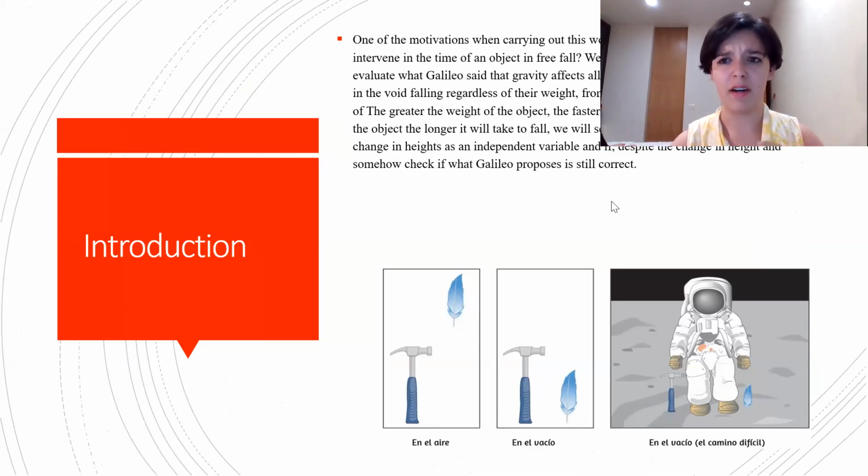From there, we will start with our hypothesis: the greater the weight of the object, the faster it will reach the ground, and the smaller the object, the longer it would take to fall. We will see this through logic, and we will see if this logic is maintained in our experiment.